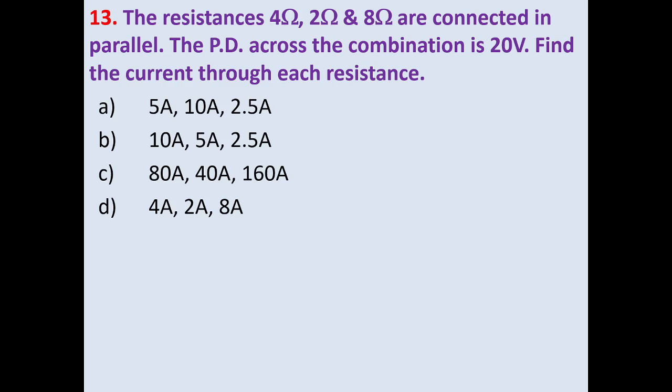So we'll first find out equivalent resistance of parallel combination using formula 1 upon Rp is equal to 1 upon R1 plus 1 upon R2 plus 1 upon R3. Substituting the values of R1, R2 and R3, we get Rp as 8/7.